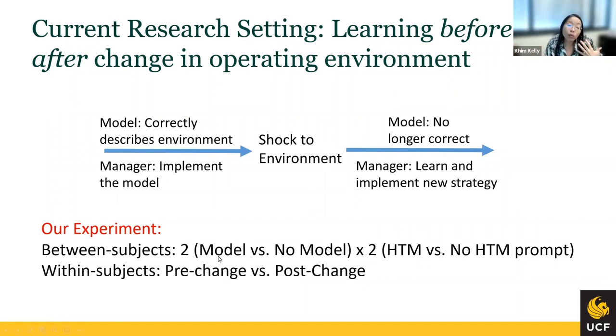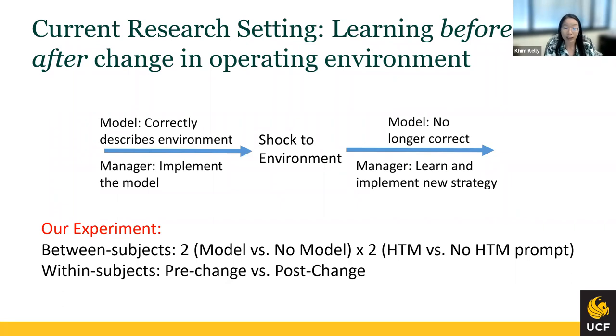So in my experiment, we had a between subject manipulation. One variable is we give people a model versus no model, and I'll show you the model very shortly. The second variable is we prompt them to adopt a hypothesis testing mindset versus no explicit prompts. Then I have a within subject variable, where I have a number of periods where they are making decisions where the model is accurate, that's pre-change. Then I had a shock to the environment. And then I had a post-change, where they are making decisions when the model is no longer accurately depicting the environment. Okay, so that's the setting.